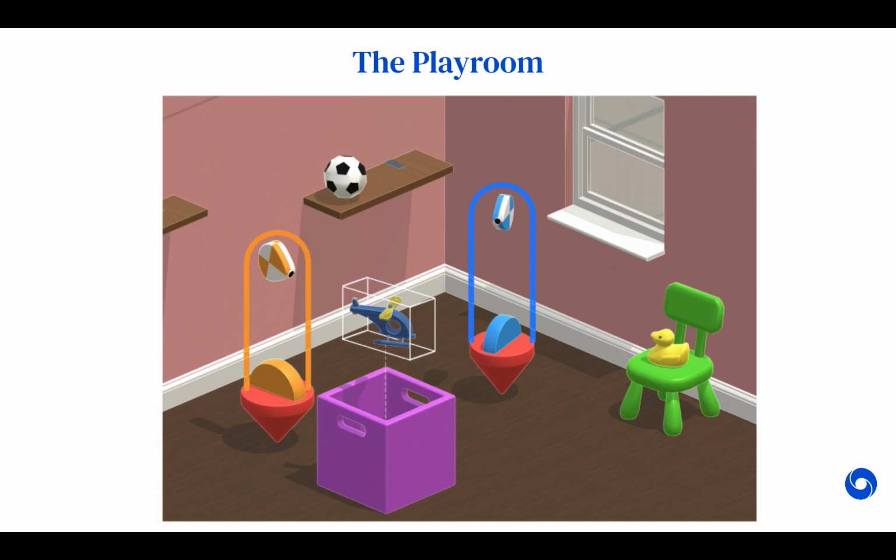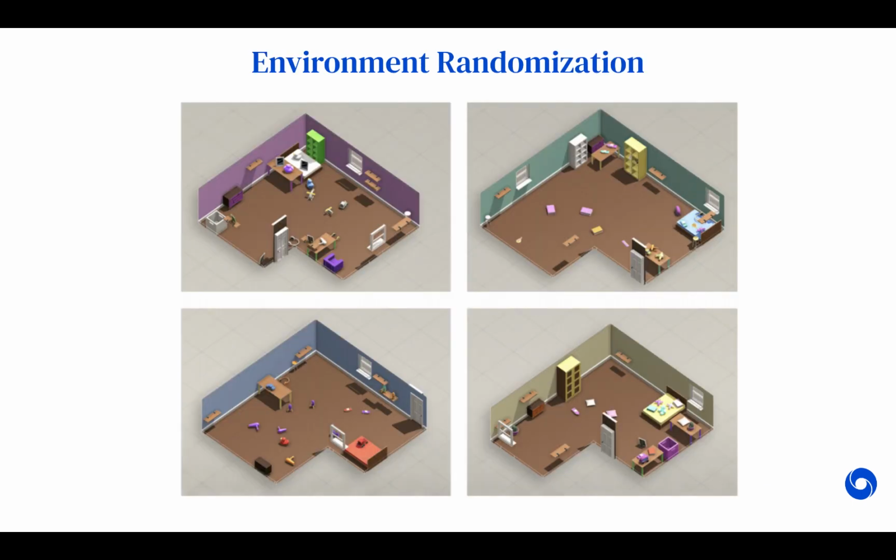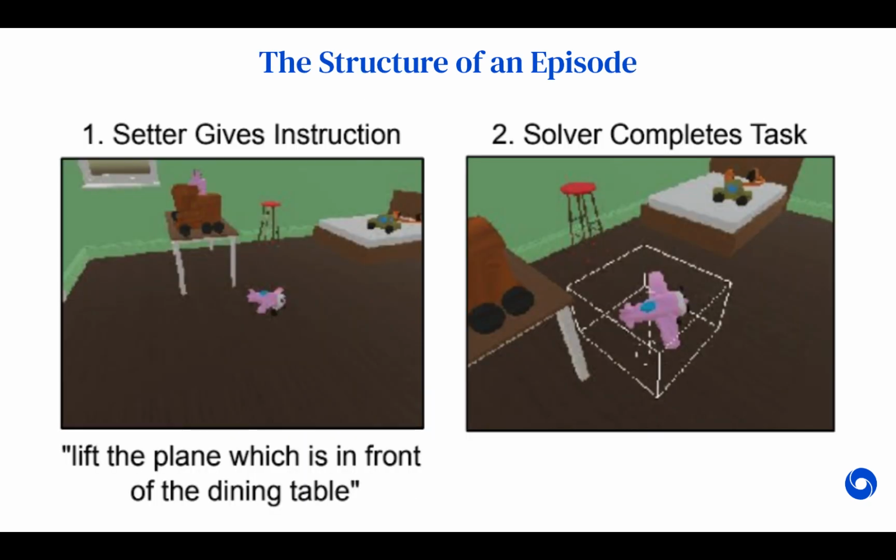But to make research progress fast and safely, we've developed a virtual environment called the Playroom, in which humans and agents can interact in diverse ways with grounded language interactions. During each episode of interaction, the environment was randomized to stop the agent from learning about the particulars of a single instance of the Playroom. During each episode, or each interaction, one player sets an interaction by giving an instruction to the other player who solves it. Here's an example where one player says, "Lift the plane which is in front of the dining table," and the other player does so.